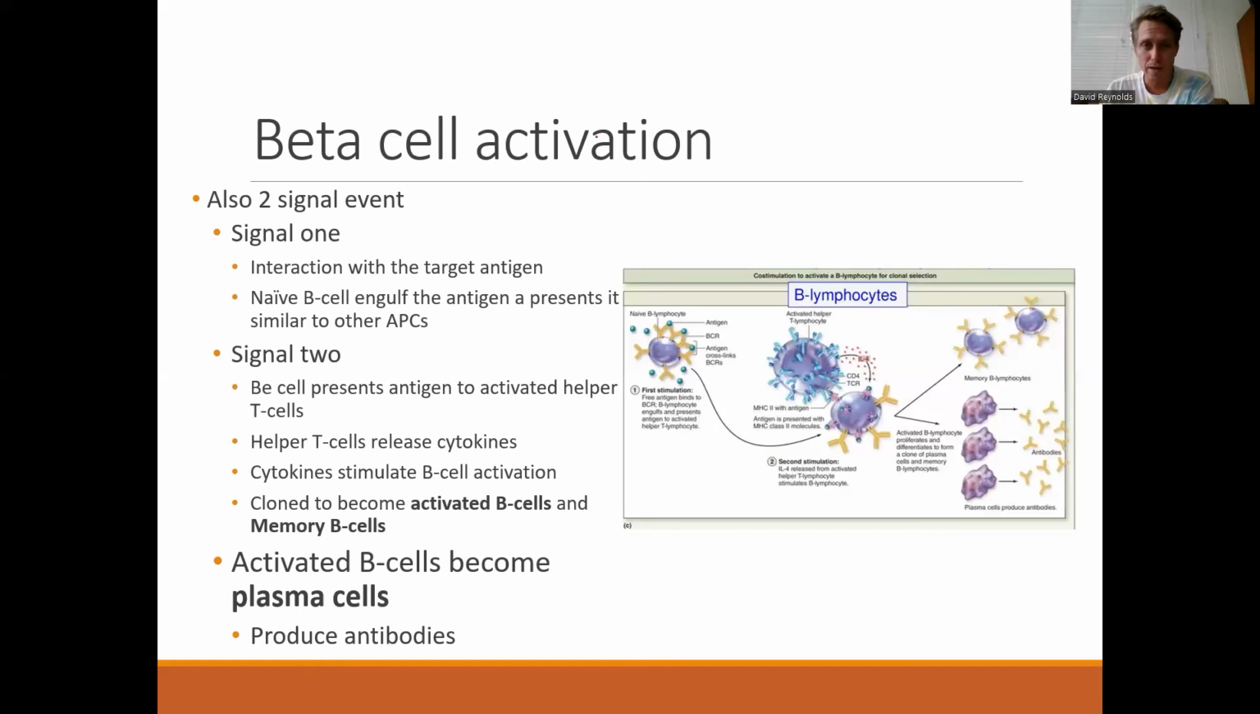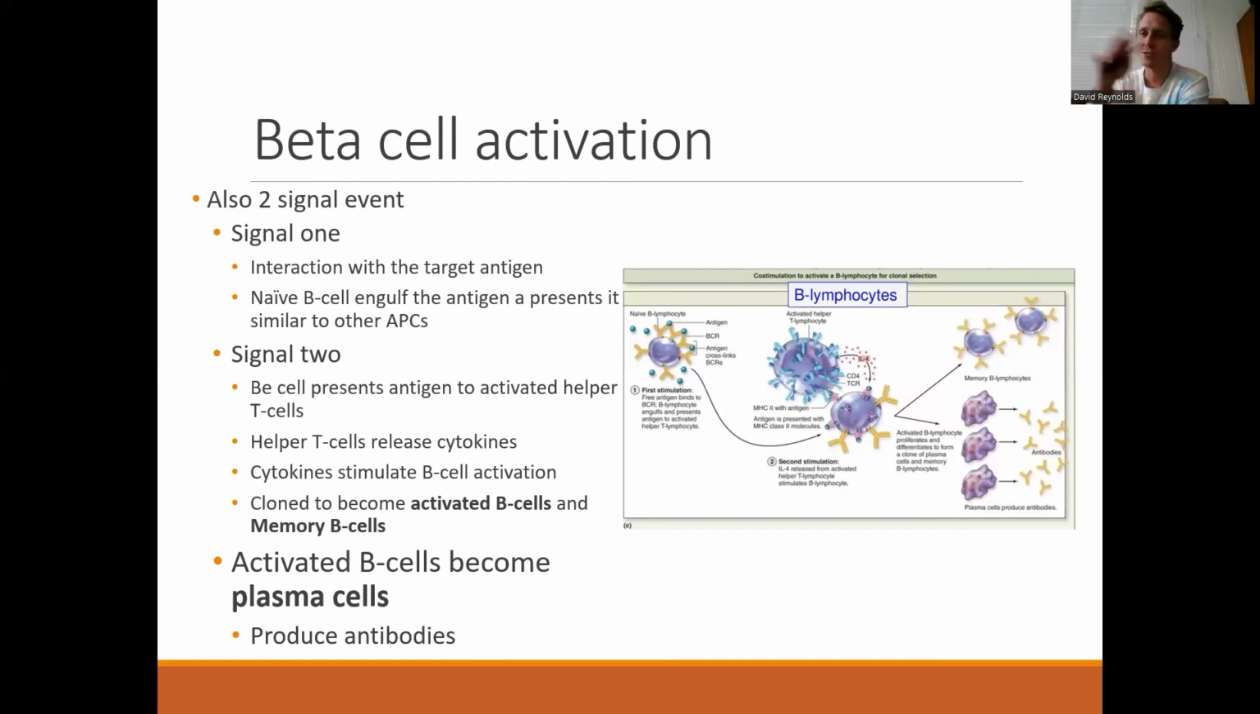Signal one is when the antigen binds to that very specific receptor on the B cell. All right, so you're going to have antigen and receptor bind, and for B cells we call them B cell receptors, BCRs, instead of TCRs. And when this happens, that B cell is going to engulf that antigen, because the antigen does not need to be a part of a cell here, unlike a T cell. The antigens do not need to be presented to a B cell like a T cell does.